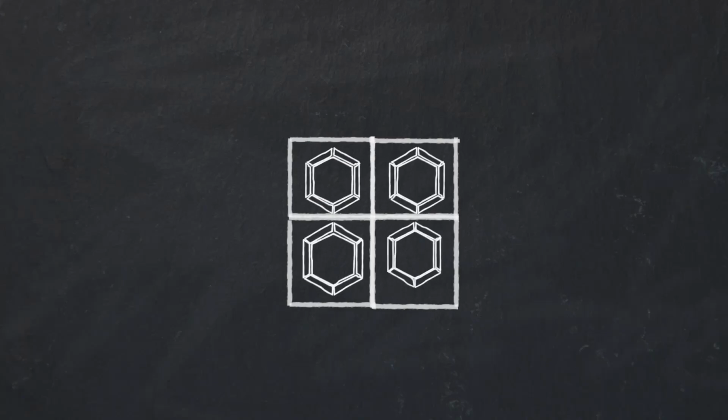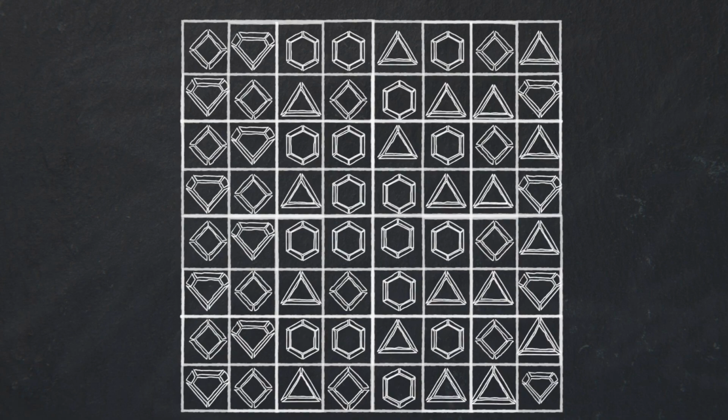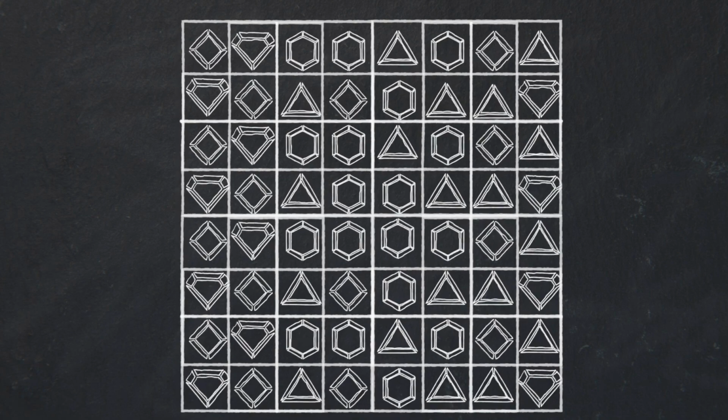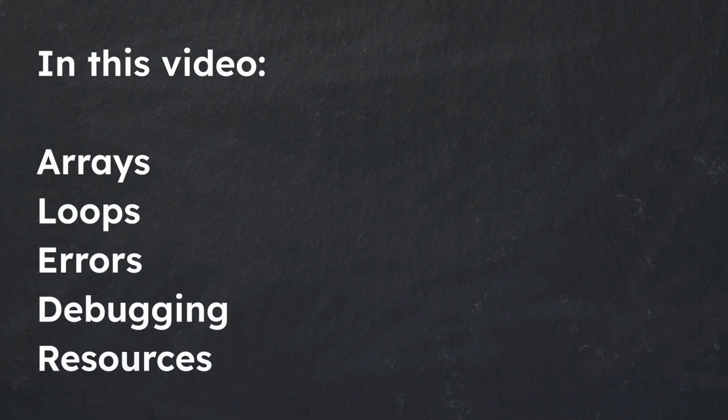In the previous video, we manually created a 2x2 grid of one type of gem. We could use the same strategy for the entire 8x8 grid of different gems, but there's a much more efficient way using arrays and loops. We'll start with looking at arrays and use them to reference all of our gem prefabs rather than just storing one like we do right now. We'll also cover errors, debugging, and some helpful resources.